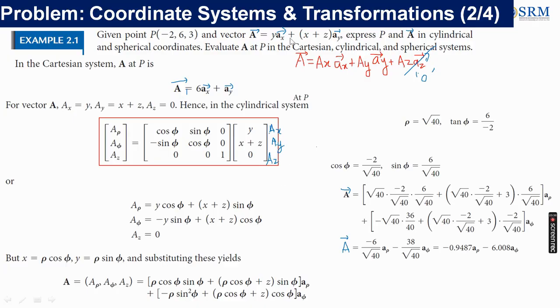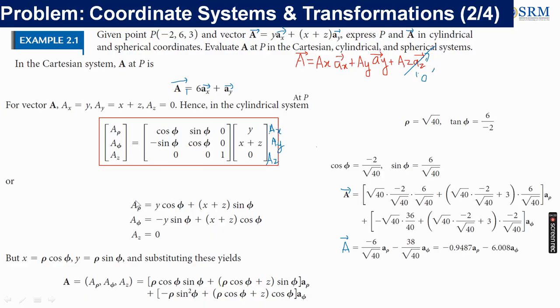From the given data, relating with the standard vector equation in Cartesian form, we can write the Ax component is nothing but minus y, that is written here. The Ay component is x plus z, and the Az component is not mentioned, so it is 0. So we know the transformation matrix which converts the components Ax, Ay, Az into A rho, A phi and Az. We have to substitute these values for Ax, Ay, Az, and this is a standard matrix that we have derived in the last sessions.